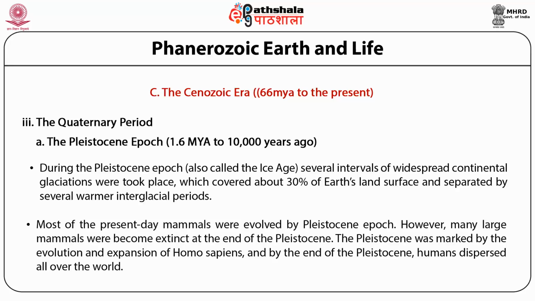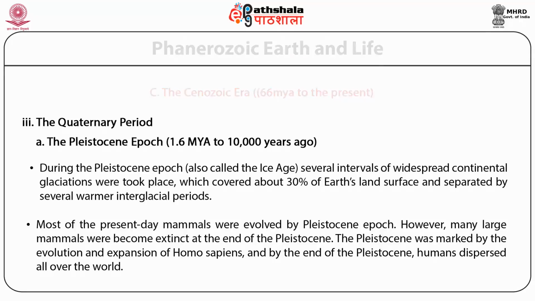Most of the present-day mammals had evolved by the Pleistocene epoch. However, many large mammals became extinct at the end of the Pleistocene. The Pleistocene was marked by the evolution and expansion of Homo sapiens, and by the end of the Pleistocene, humans had dispersed all over the world.